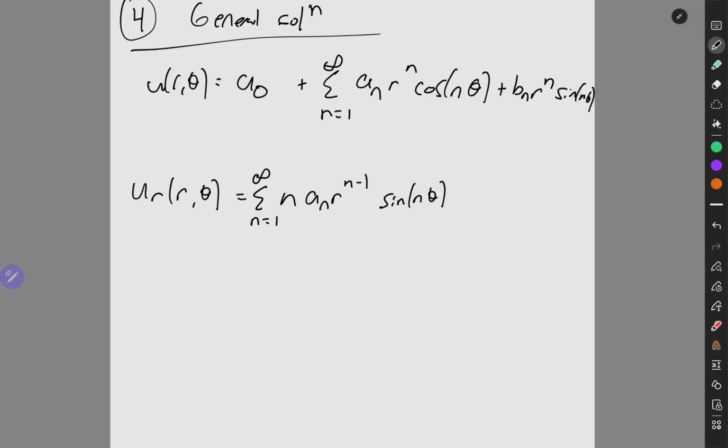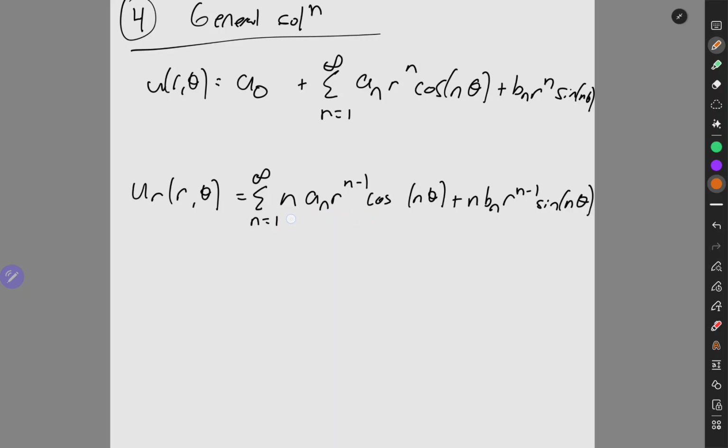Oh wait, no, I made a mistake in my notes. We're taking it with respect to r, so we only have to differentiate this term right here. This is the same thing: n b sub n r to the n minus 1 sine of n theta. So the extra terms in this one would be n and the r to the n minus 1.